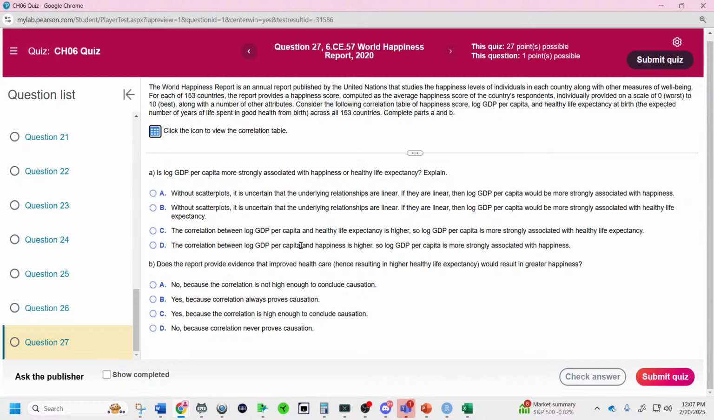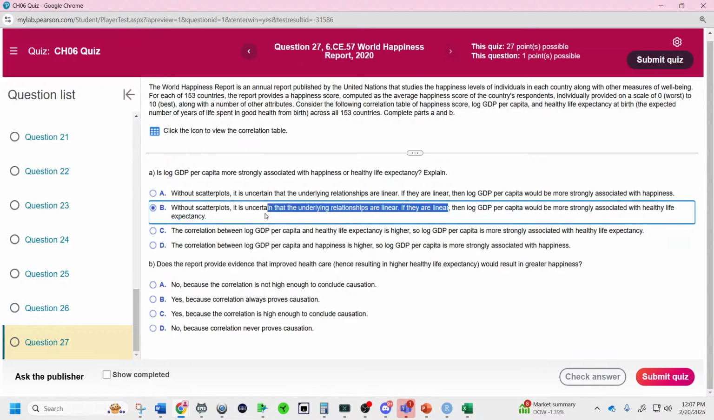They do make a point right here because we don't know if it's linear. It's going to be healthy life expectancy, but we don't know if there's a non-linear thing. It doesn't say which has the stronger linear association. It says association in general. Without the scatter plots, we would need to look at them to see what's going on. Does the report give evidence that improved health would result in greater happiness?